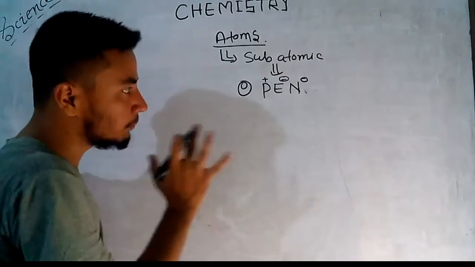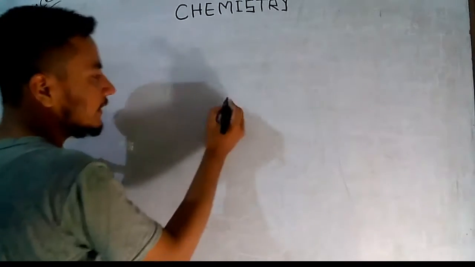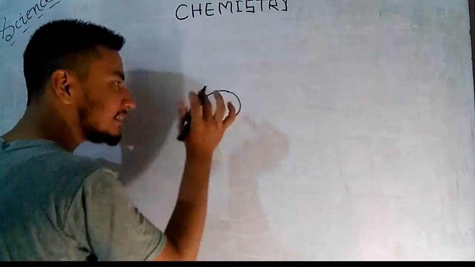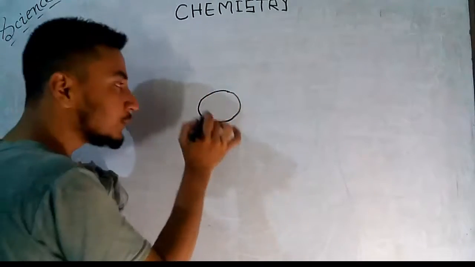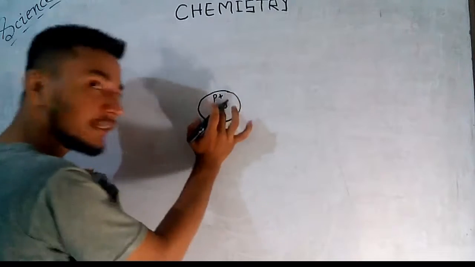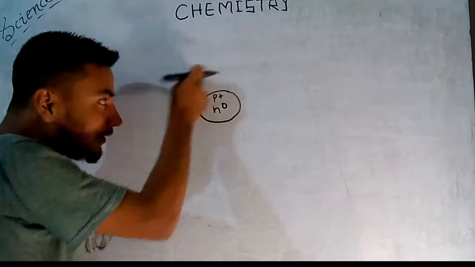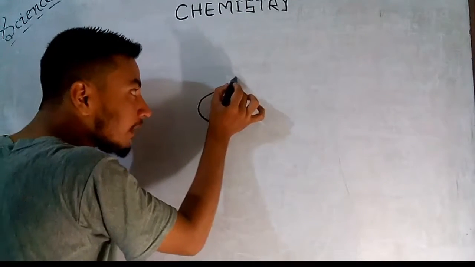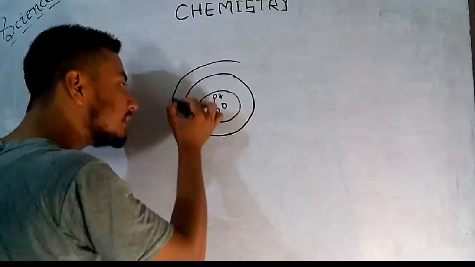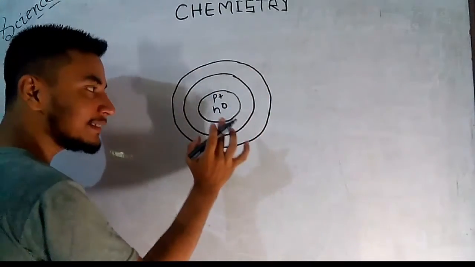Let's talk one by one about the structure of the atom. First, this is the core part, and that central part is called the nucleus. Inside the nucleus there are protons and neutrons. Protons are positive charge and neutrons have no charge, so n0. Around this nucleus there is a circular path, and that path is called a shell, in which electrons revolve.